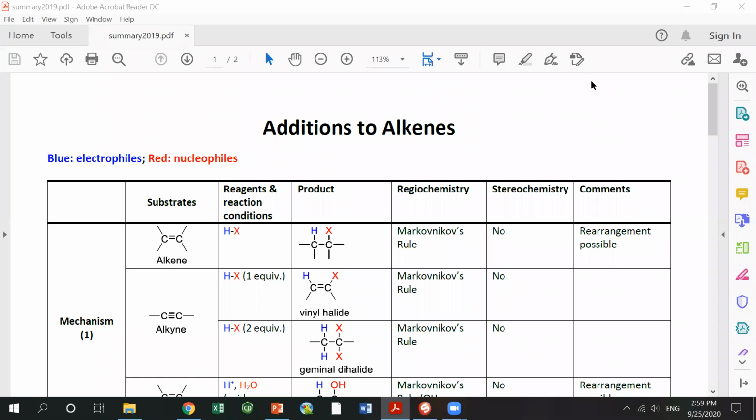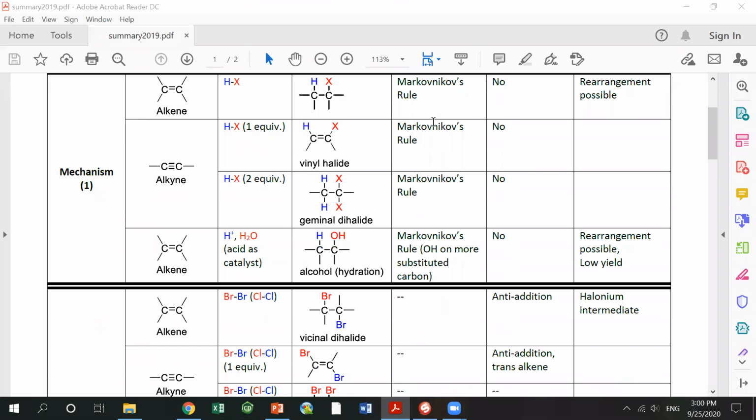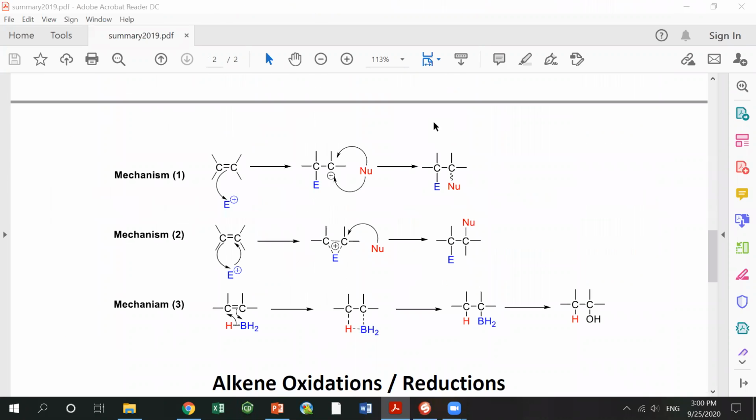Okay, so for today's class, we'll first review the reactions from chapter 11. If you have any questions, you can still type them in the chat window. In chapter 11 we learned a lot of reactions, but keep in mind that most of them can be summarized by three mechanisms.